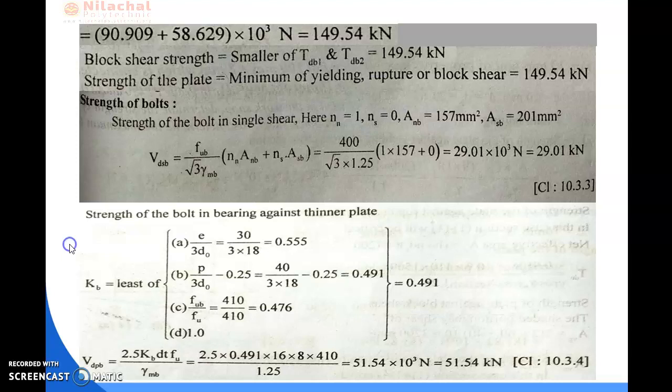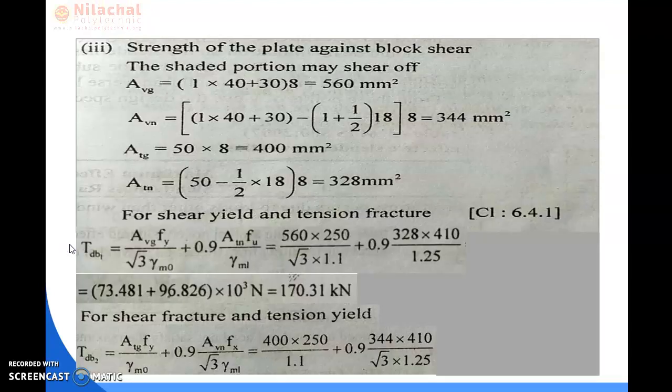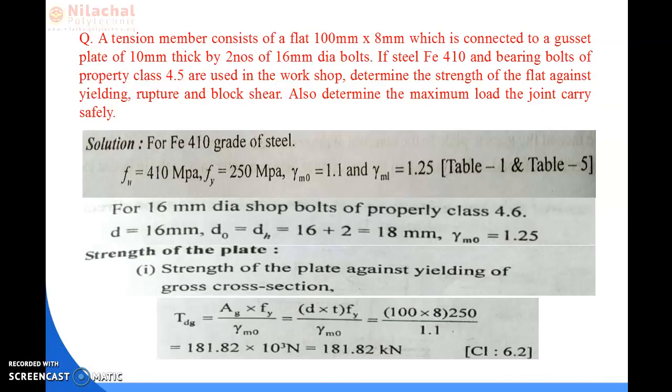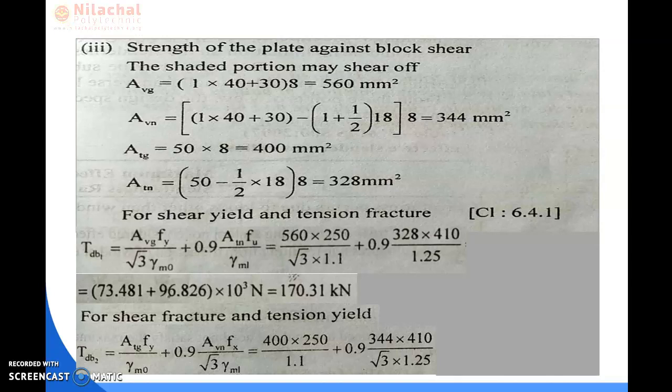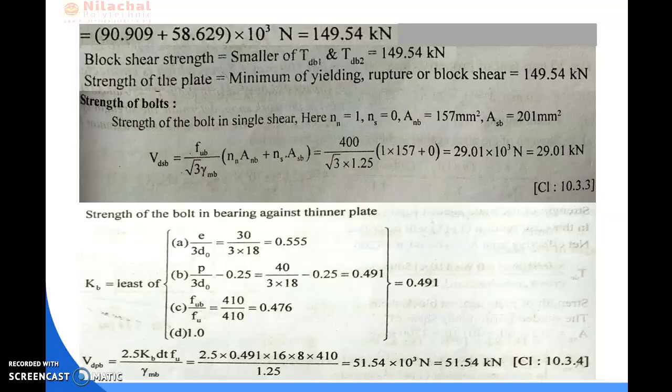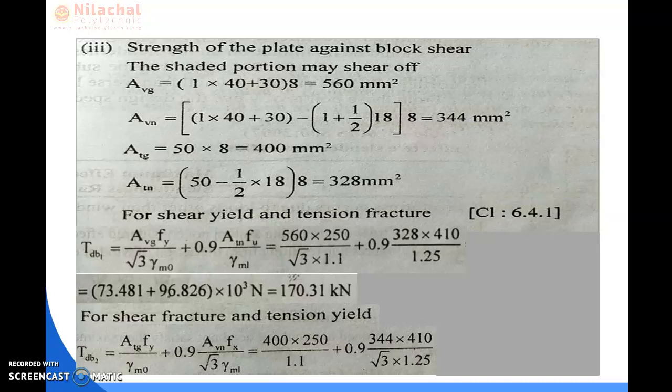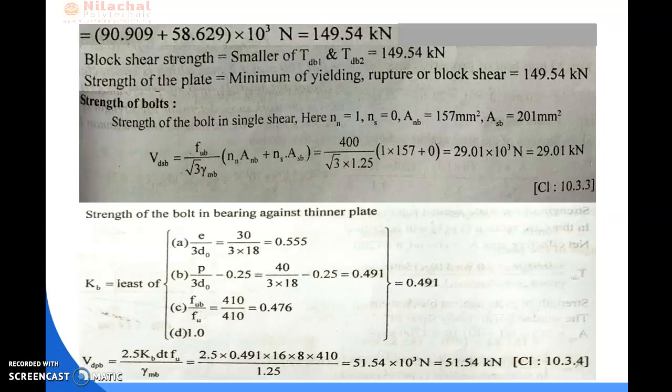So we calculated the strength of yielding, strength of rupture, and last, strength of the block shear of the plate section. And we calculated the TDB1 and TDB2 in case of block shear portion. Hence, the actual block shear strength of the plate section will be the minimum of the TDB1 and TDB2.